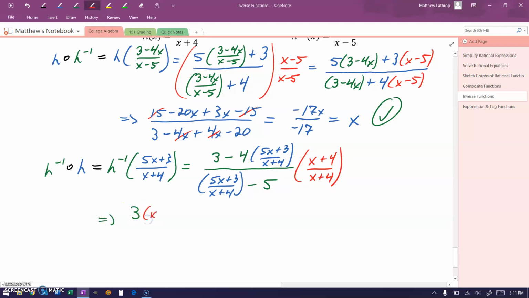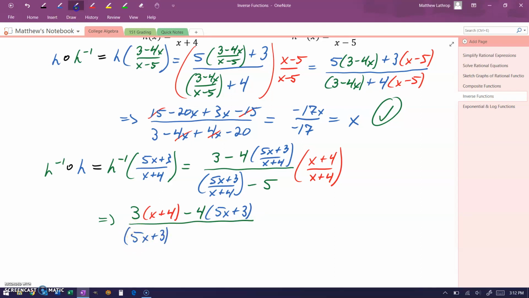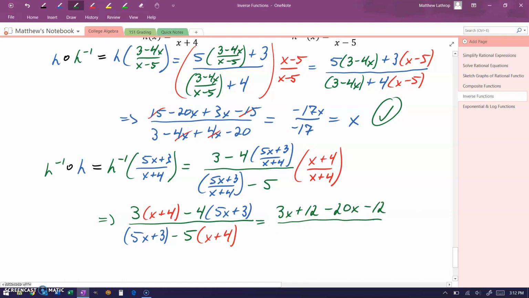Which will give us 3 times that quantity x plus 4 minus 4 times just the quantity 5x plus 3 over 5x plus 3 minus 5 times the quantity x plus 4. Again, we'll distribute through to get 3x plus 12 minus 20x minus 12 over 5x plus 3 minus 5x minus 20.